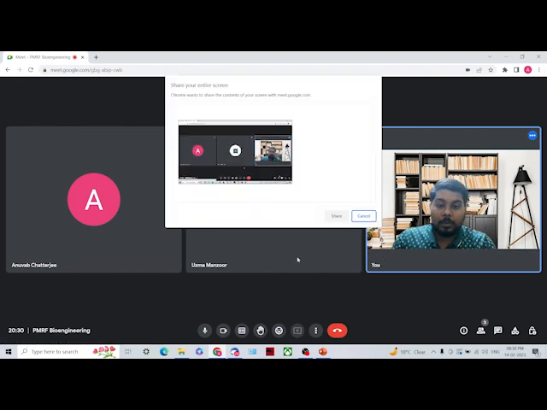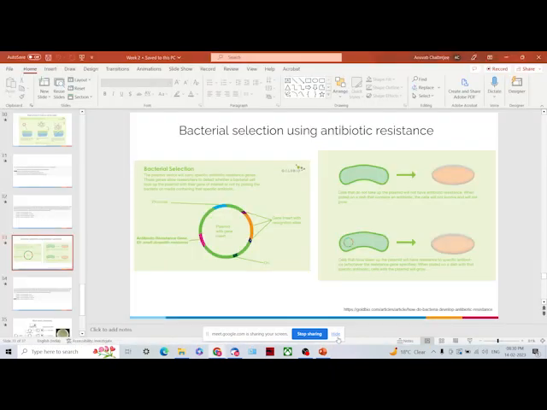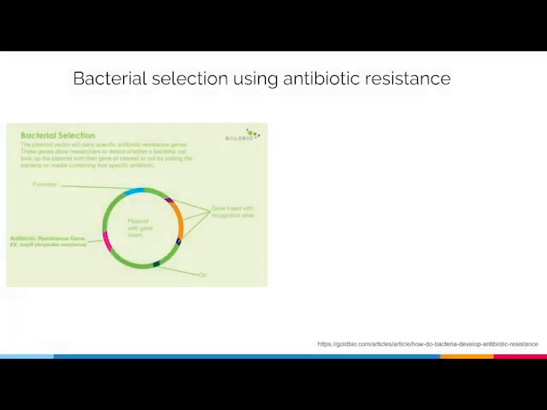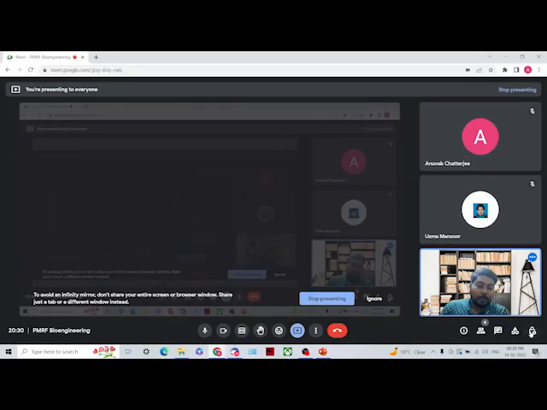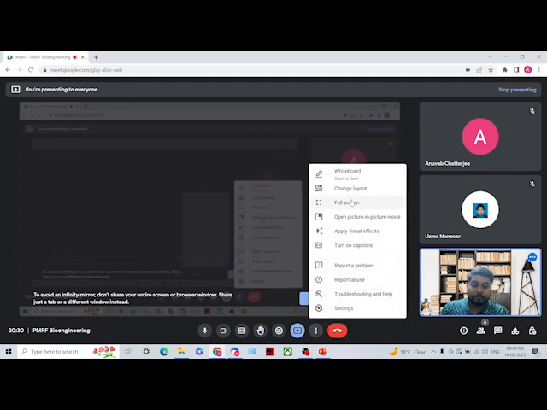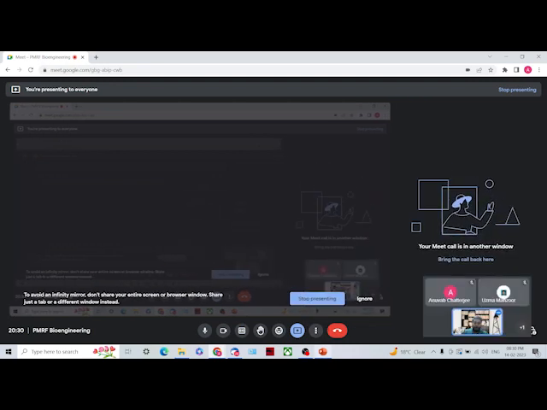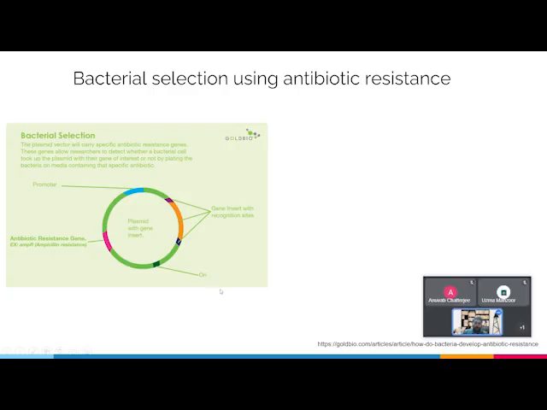So go to the particular question that we are looking at. We were here: bacterial selection using antibiotic resistance gene. So what we are talking about is how selection of specific bacterial colonies that have taken up your plasmid, or are transformed with your plasmid, are selected during experiments.